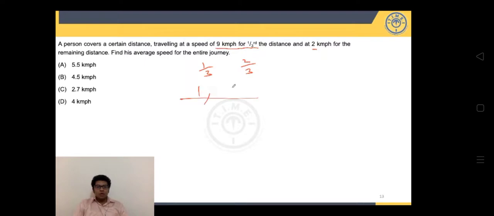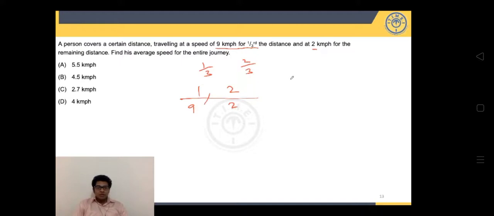So this is one part. This has to be two parts. What would be the total distance? Now we know average speed. So this one part is traveling at 9 kilometers per hour. The remaining two parts is traveling at 2 kilometers per hour. So total distance by total time.